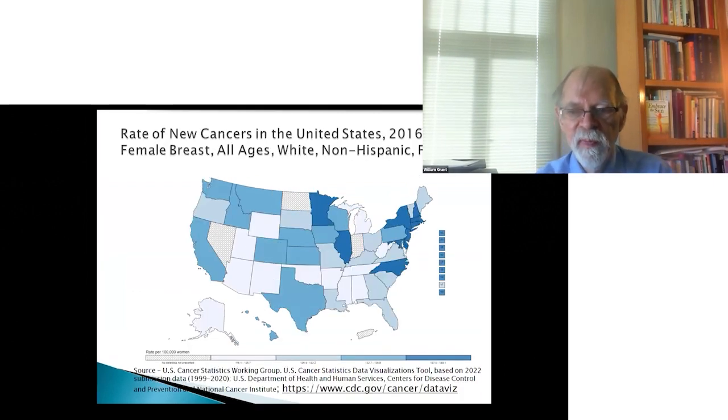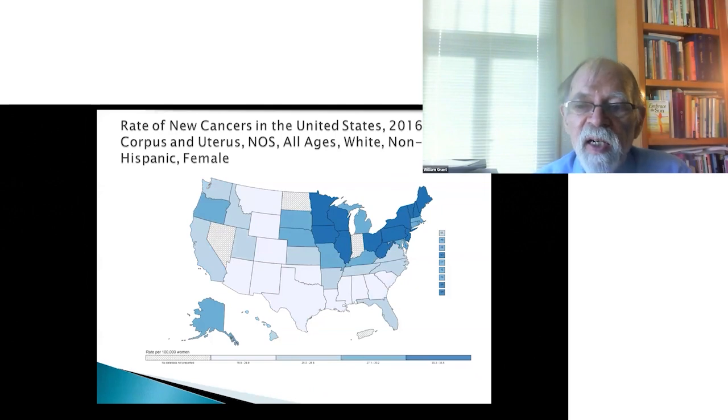Here's female breast. You see here that you still have some effect in the Northeast, but you have a lot also in the Northwest and in Texas. I think mammography is much more common now, so women are tested every year or two. And of course, obesity plays a role. On the other hand, corpus and uterus cancer still shows a strong UVB vitamin D relationship.